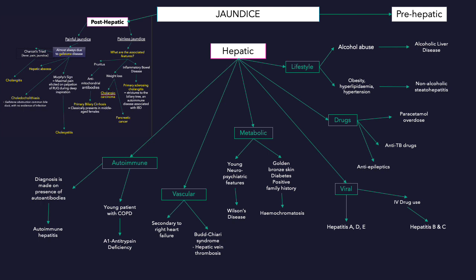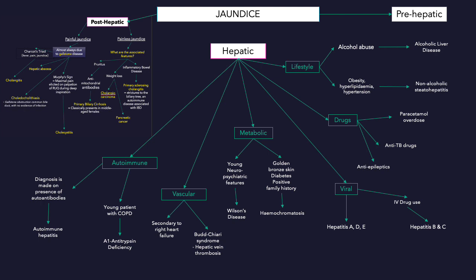As for metabolic causes, young patients with neuropsychiatric features and evidence of liver injury should raise your suspicion for Wilson's disease. A patient with golden bronze skin, early onset diabetes, and endocrine features with a positive family history of early onset liver disease should raise your suspicion for hemochromatosis. These are the two metabolic liver causes to be aware about at your stage.